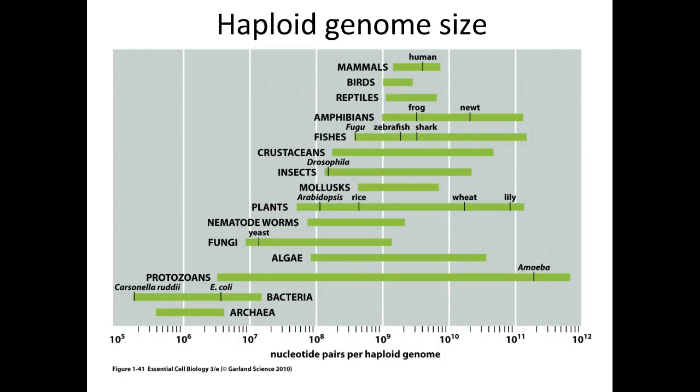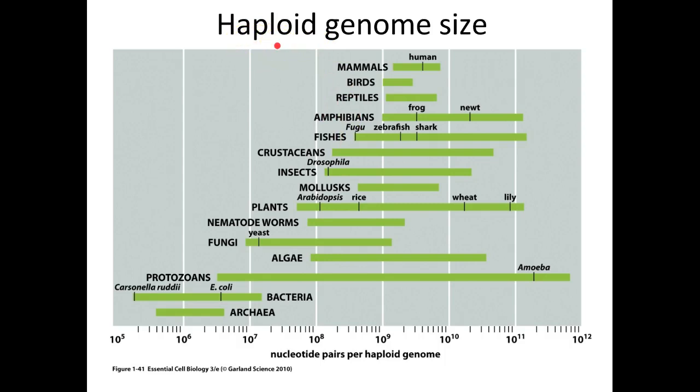So let's think a little bit more about genome size. This is a diagram from a text called Essential Cell Biology, and it gives us ranges of what are called the haploid genome size. Now, you should be perking up your ears right now because this is a lecture about prokaryotic genomes, and I just used the word haploid.